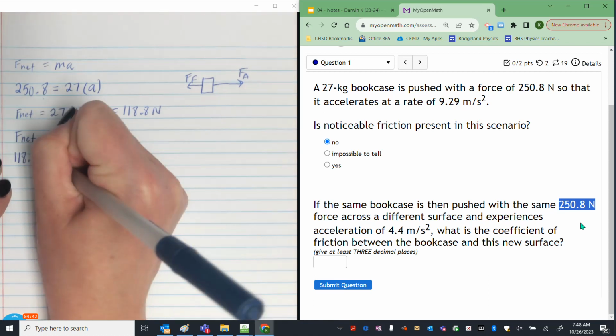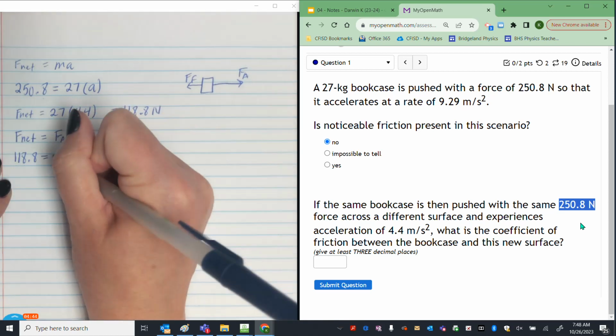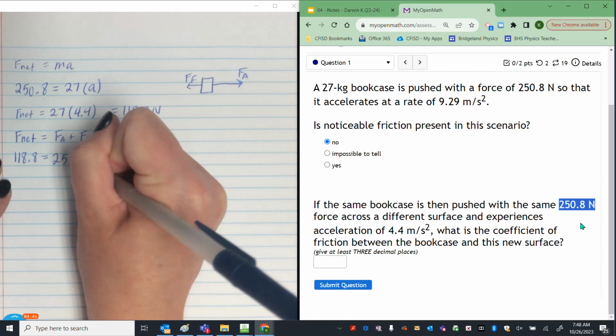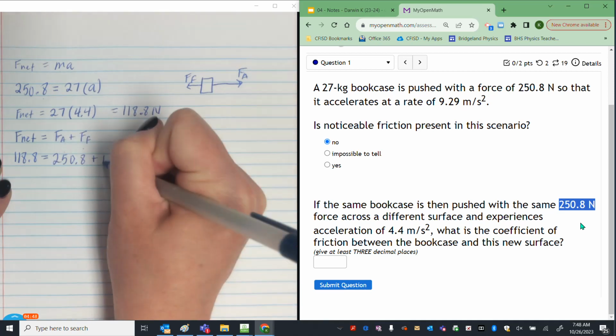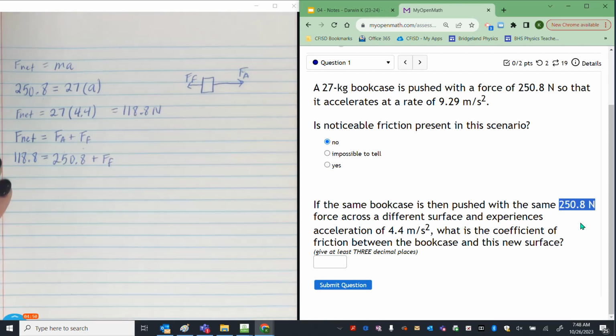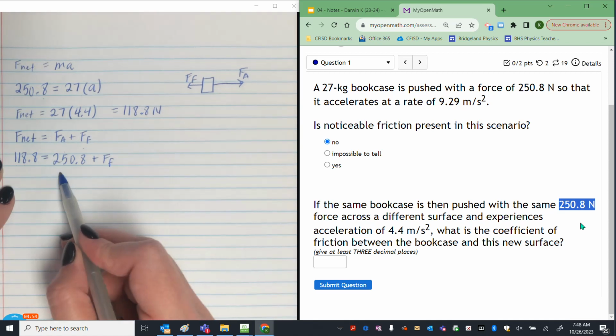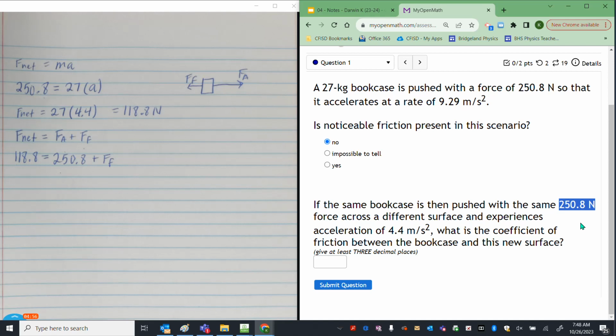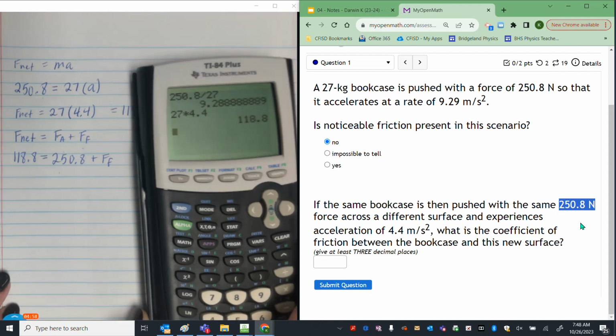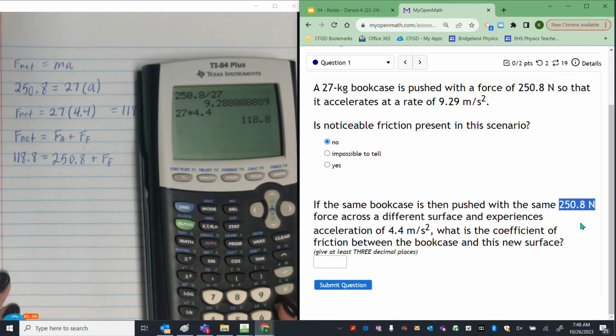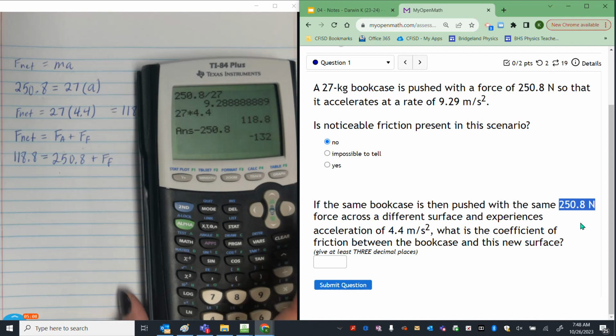It is equal to the applied force in the question, 250.8, plus force of friction. If I want to solve for force of friction, I just need to subtract 250.8 from both sides. So I'm going to take my 118.8 and subtract 250.8 from it. And yes, you're going to get a negative number because friction is in the negative direction. Negative 132 newtons would be my force of friction.